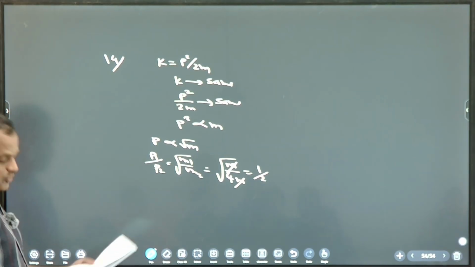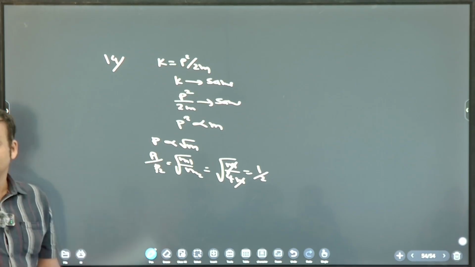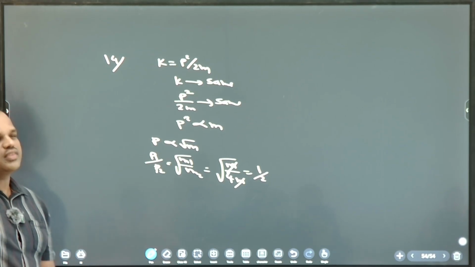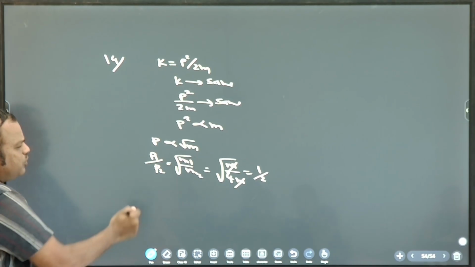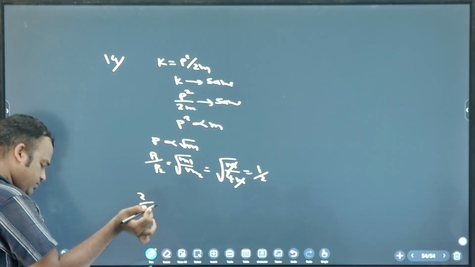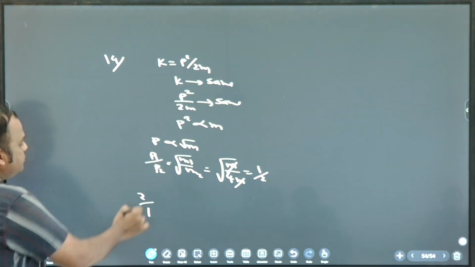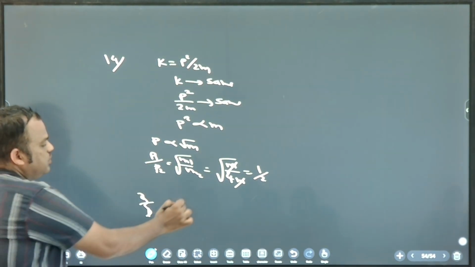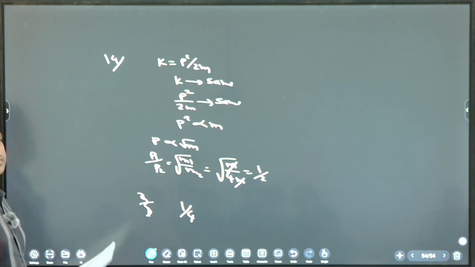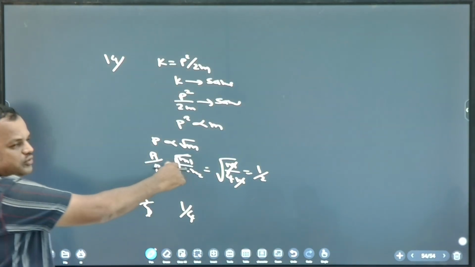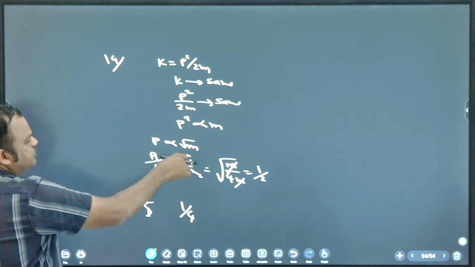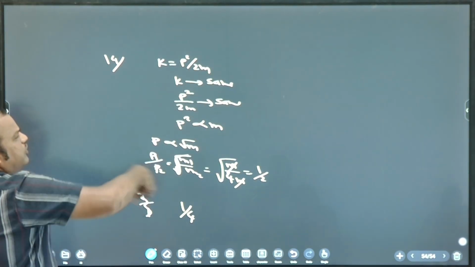How many of you got correct? 14th, correct. 1, 2, 3, 4. Okay. 5. Okay. What is the problem in this? Anyone got 2 by 1? 2 by 1 not there. Anyone got 1 by 4? How you are getting 1 by 4? You forgot square root, I think. Okay. So now you understood?